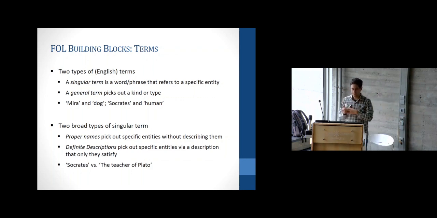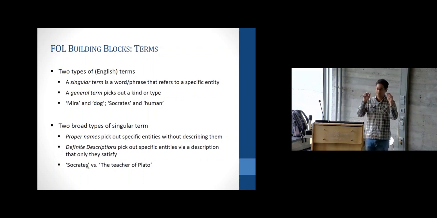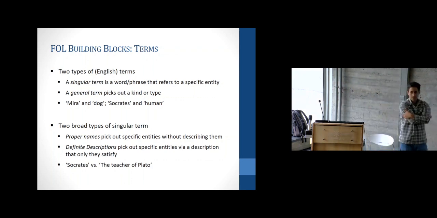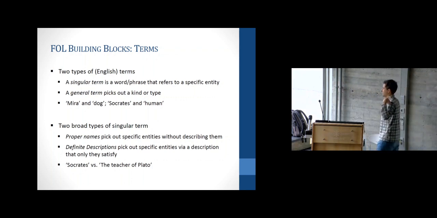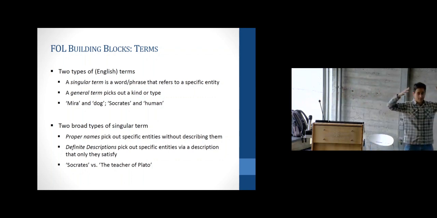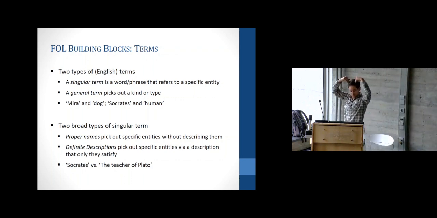Plato was the teacher of Aristotle. And one way to describe Socrates is by the definite description, the teacher of Plato. So the teacher of Plato, that's a definite description. Socrates is a proper name, and they both refer to the same thing in the world. Likewise, Michael Cohen, that's a proper name. The current teacher of the logic course, that's a definite description, and they both point here, right?